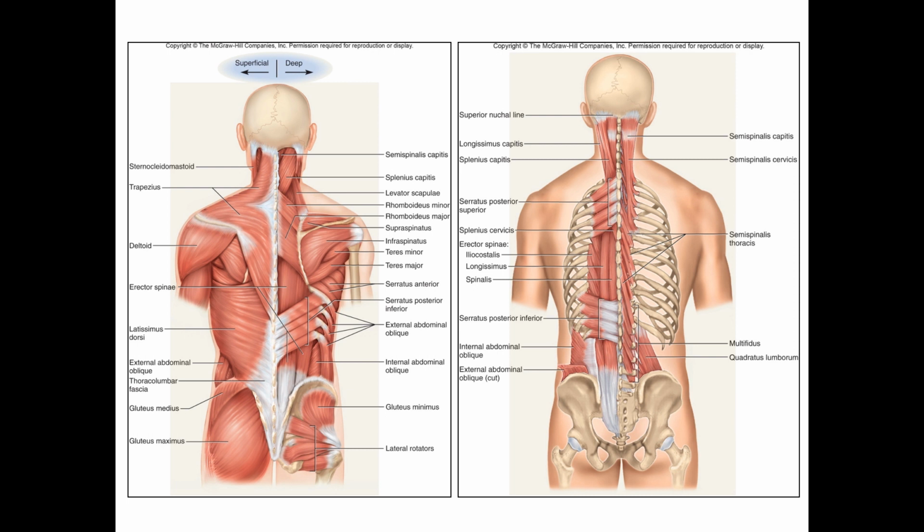And so we're going to look at three layers of these muscles essentially. The trapezius and the deltoid are visible here superficially. Just deep to those, you have the rhomboideus minor and major, as well as the levator scapulae, supraspinatus, infraspinatus, teres minor, teres major, serratus anterior. And then deep to that, you have the erector spinae group. So pay attention to the location of each of these muscles.